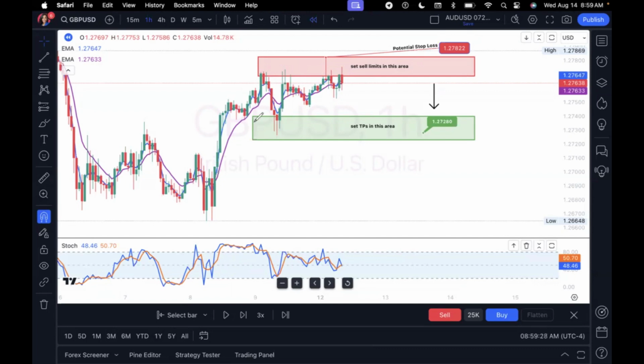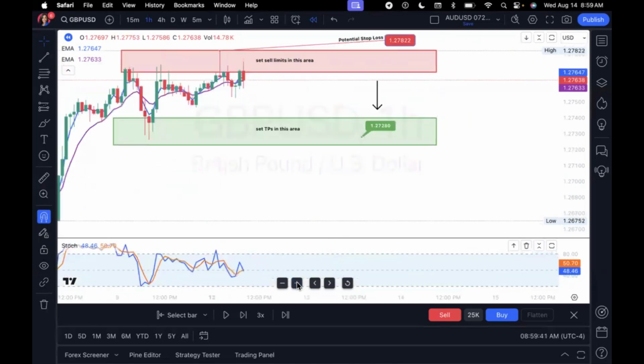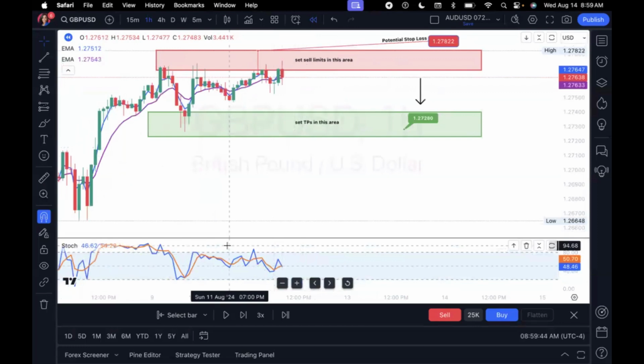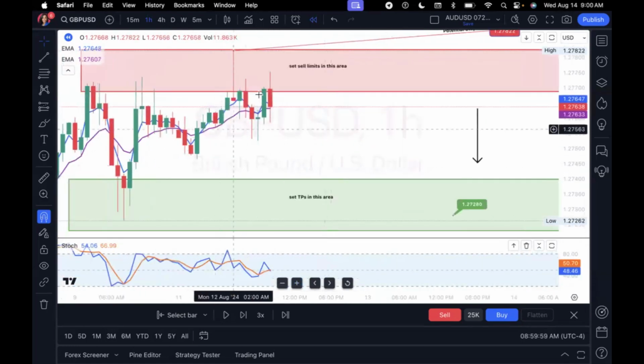Now, the indicators that I use, I have two EMAs or moving averages, and I also have a stochastic. I just ask myself a series of very simple questions to determine if this market is truly going to be buying or selling. The first question would be, are my candles near a supply or demand zone? I can see that the candles are near a supply zone. The second question I will ask myself is, is my purple EMA above my blue EMA?